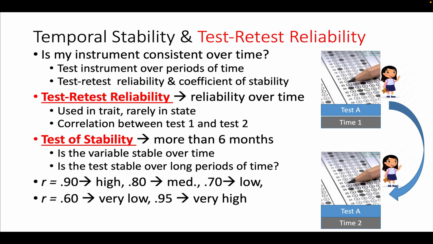Test-retest reliability shows the reliability over time. It is used on a trait, rarely on a state. So the correlation is between test 1 and then test 2, which takes place at another time. A test of stability is more than 6 months. Is the variable stable over time? Is the test stable over long periods of time? And again, it's very similar in the coefficient. 0.9 is high, 0.8 is medium, 0.7 is low, 0.6 is very low, and 0.95 is very high.